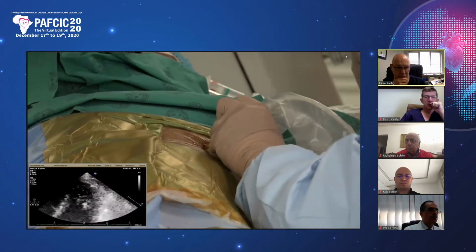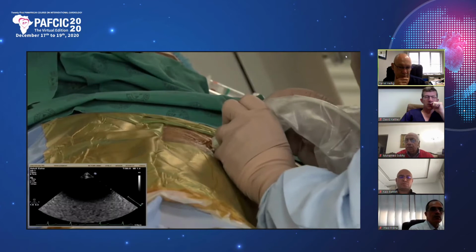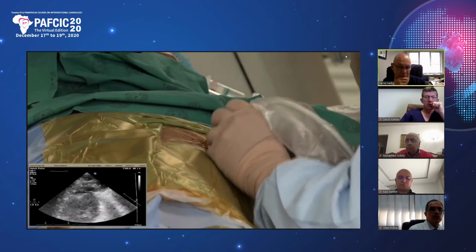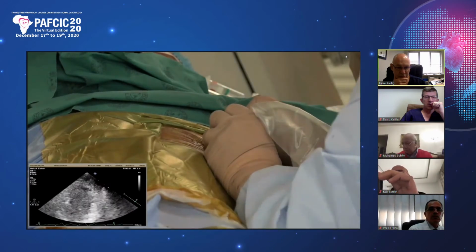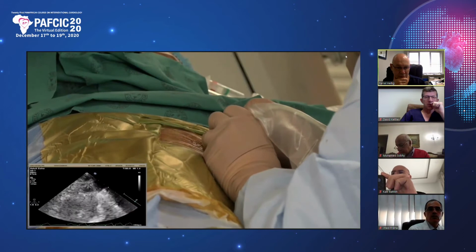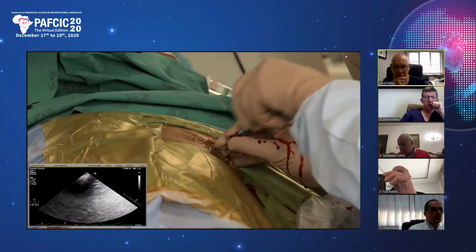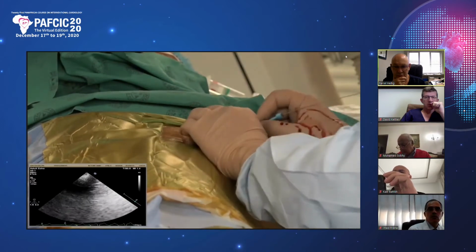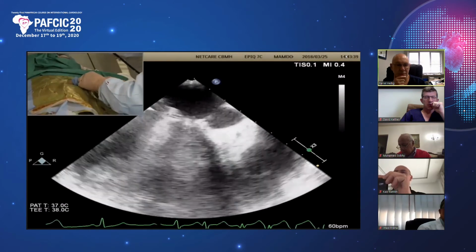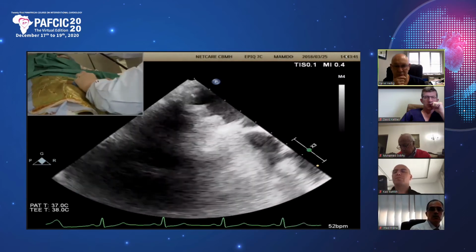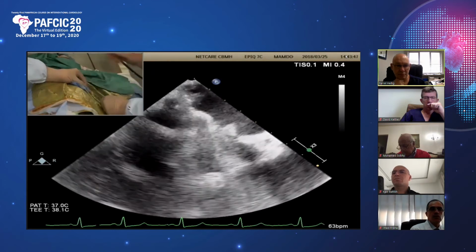If you can see the echo, I can see the apex. So I'm going to follow exactly this line and try and keep some echo visualization. And there you see the puncture. So I've got a wire in the ventricle. Okay, there we go. Once the sheath goes in, I'm just going to advance the remainder on its own over the dilator. Then take out the dilator with the wire in, and make sure we've got blood flow back.